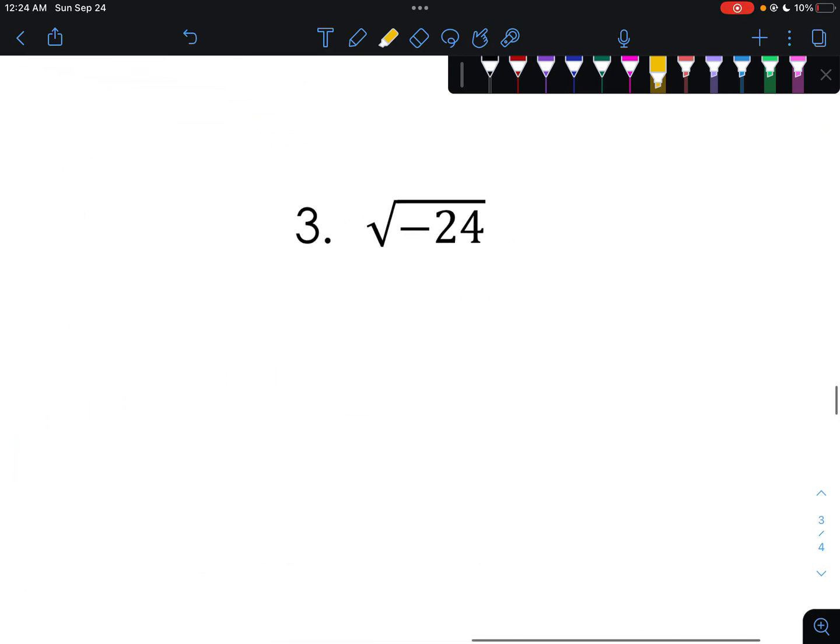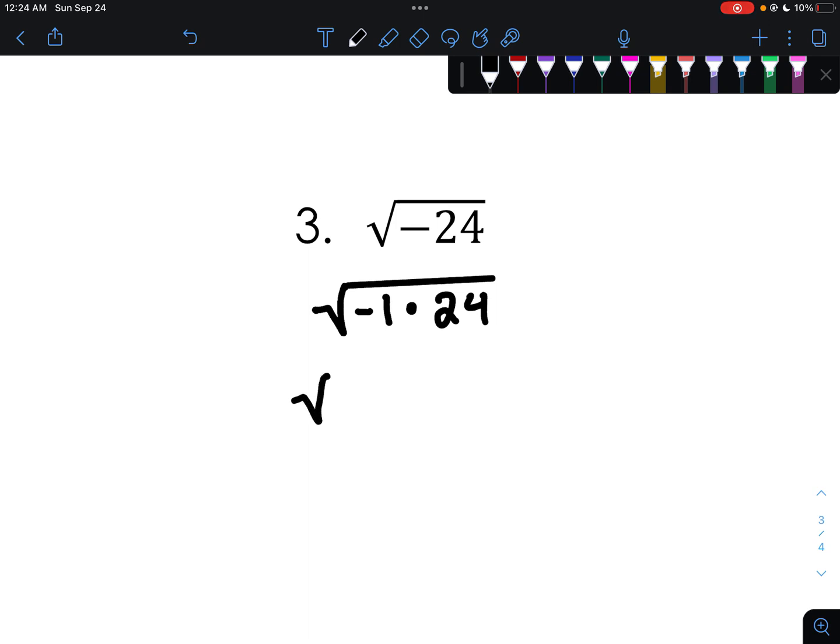Looking at the next one, I have a negative under the radical, so I'm going to break it up into the square root of -1 times 24. Then I need to find a perfect square that goes into 24. If I start with 25, it doesn't go into 24 evenly. If I move down to 16, it doesn't divide evenly. 9 doesn't divide evenly, but when I get to 4, it divides into 6.